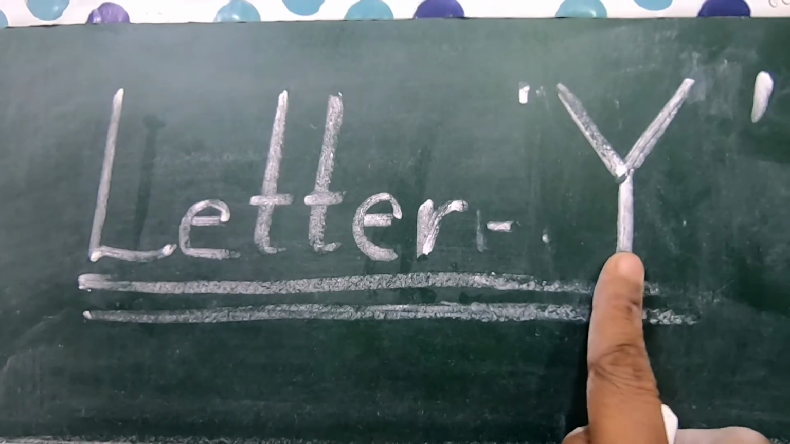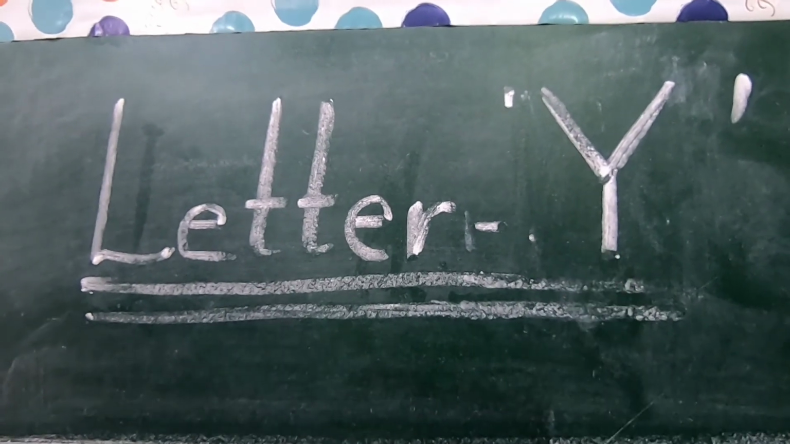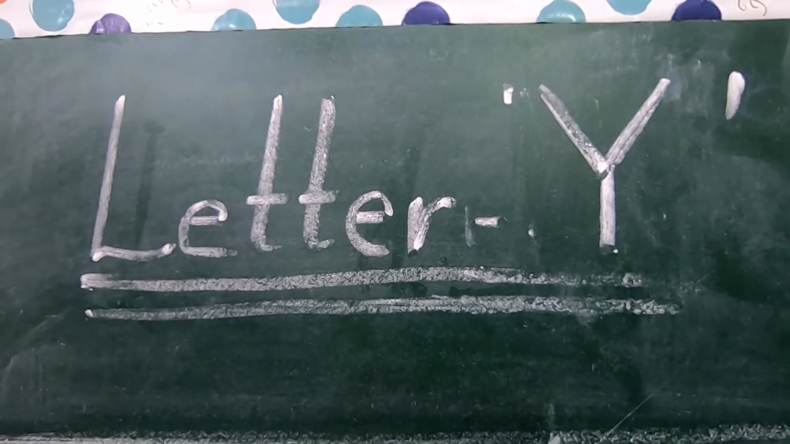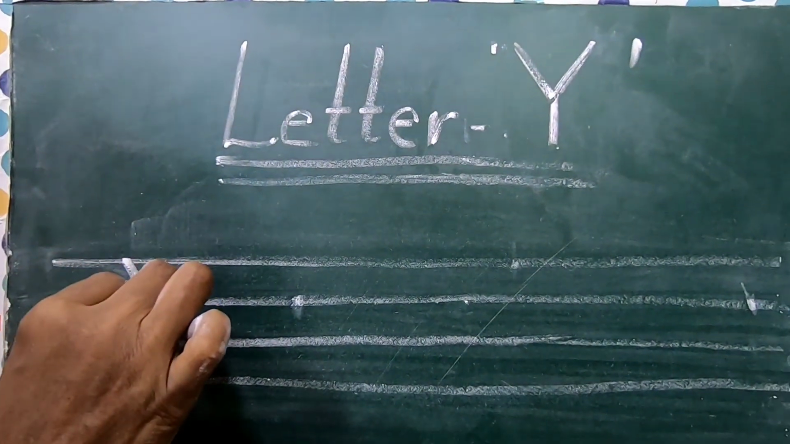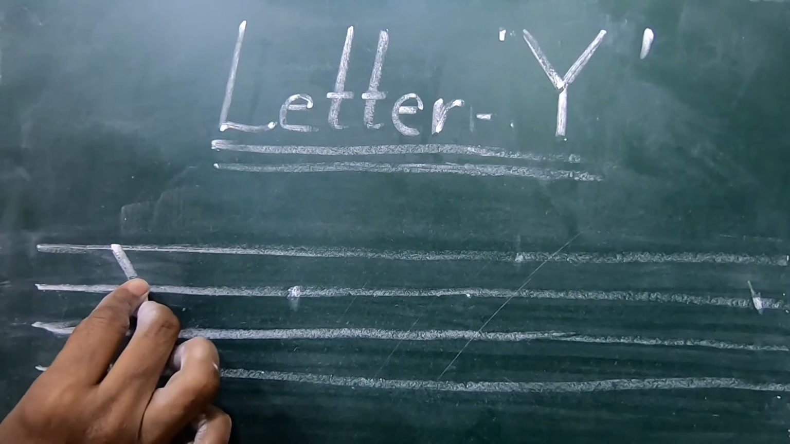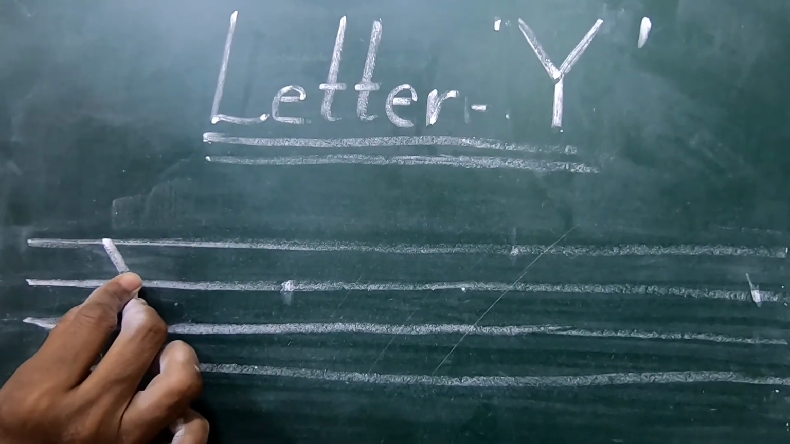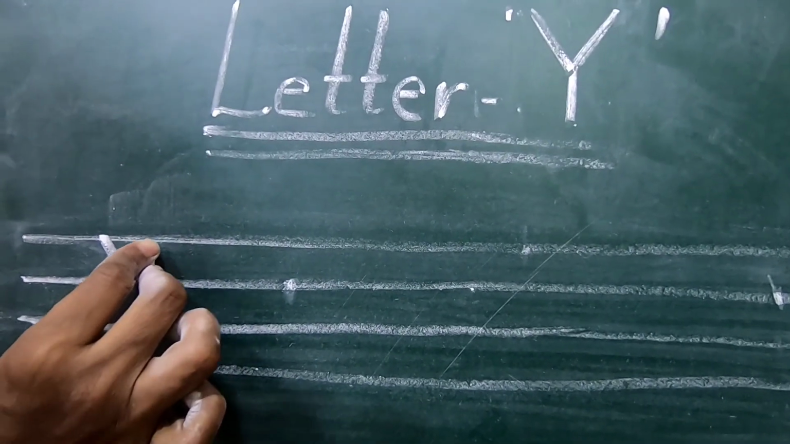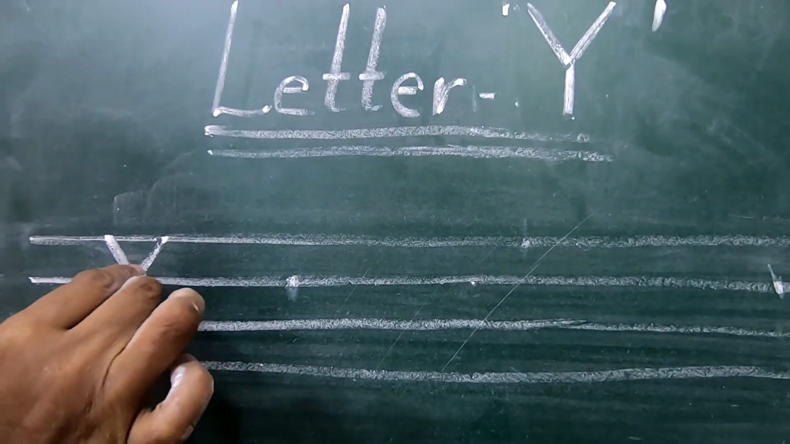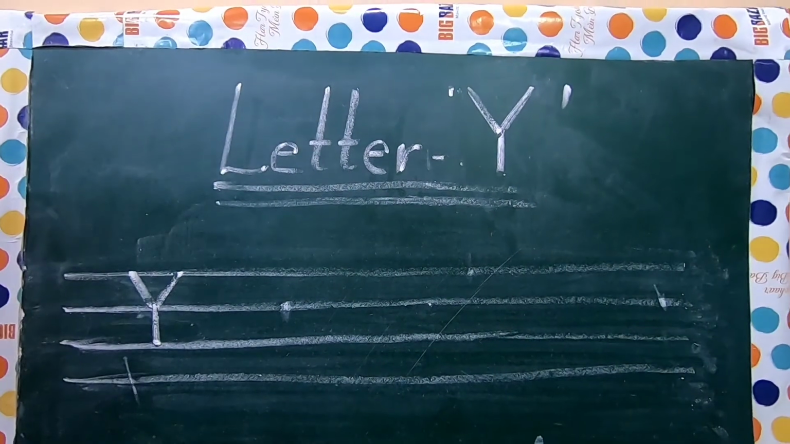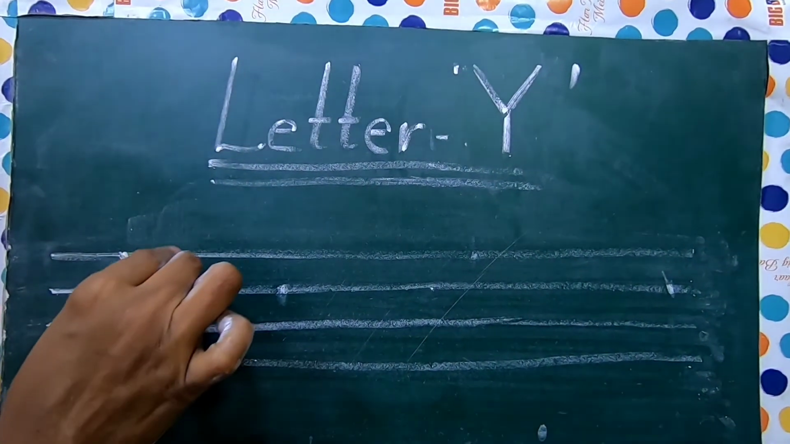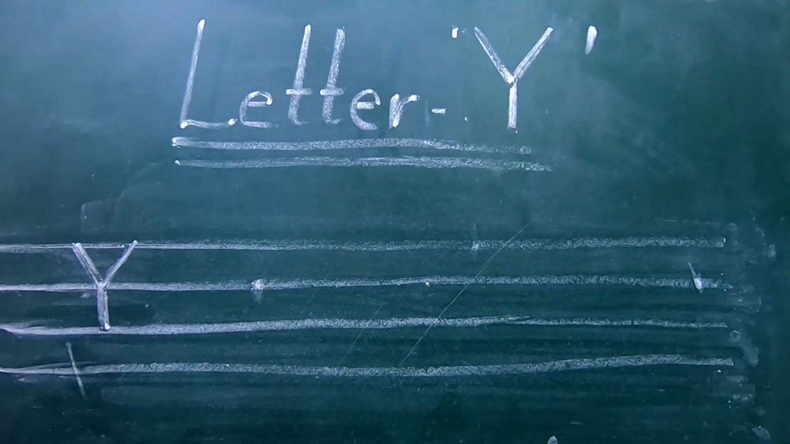Next letter is Y. Let's practice capital Y. From the front line we will make a small slanting line like this. Then again you have to go upward making a slanting line. Then make a standing line. This is capital Y. In this way you have to practice.